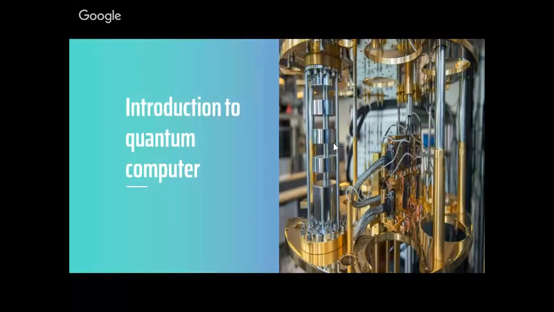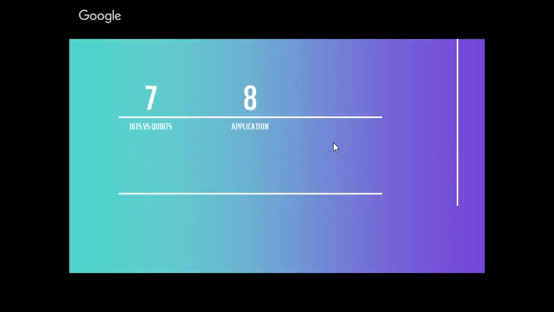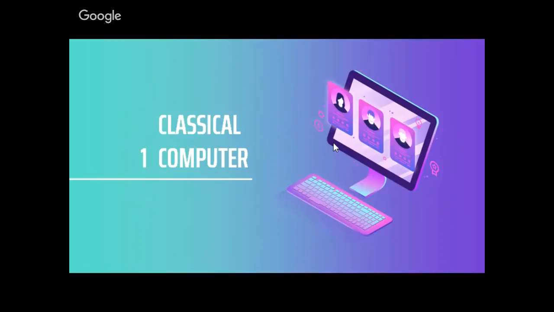Okay, good morning, everyone. This morning I'm talking about quantum computers. Just an introduction, nothing much. I'll talk about our normal computers, which are called classical computers, then quantum physics, then quantum computers themselves, then tunneling, superposition and entanglement, then bits versus qubits and applications.